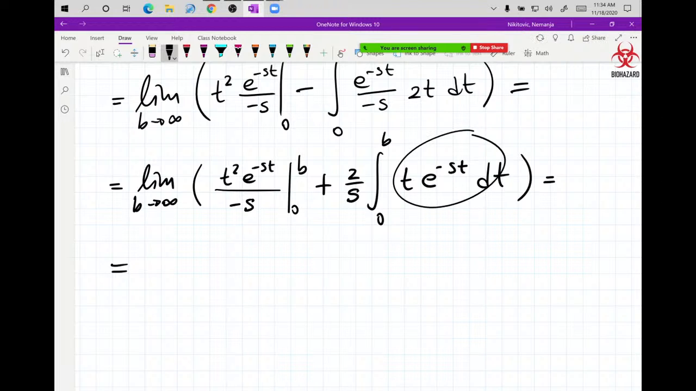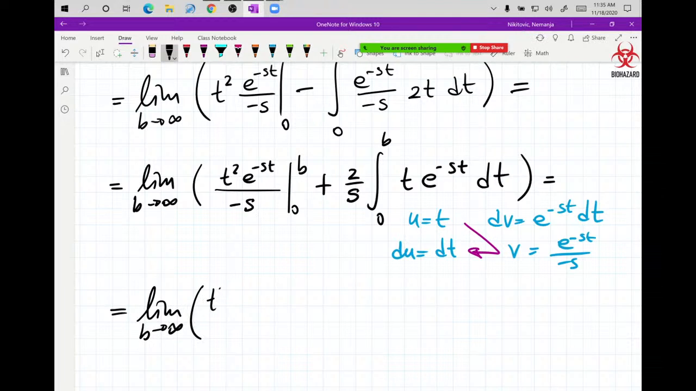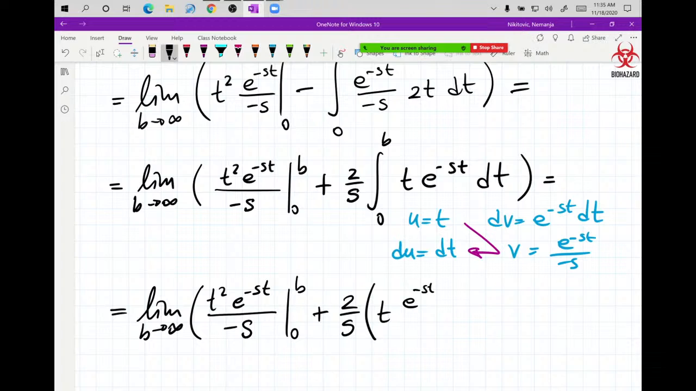Now, I see another by parts, so we have to do it again. u equals t, dv equals e to the negative st dt, du is just dt, and v is again e to the negative st over negative s. And we still have the same formula. So now all of this equals 2 times the limit as b goes to infinity of t squared e to the negative st over negative s, computed from 0 to b, plus 2 over s, open parenthesis, and now I have t times e to the negative st over negative s, minus and minus make a plus, the integral, oh, this is computed from 0 to b, the integral from 0 to b of e to the negative st over negative s dt.